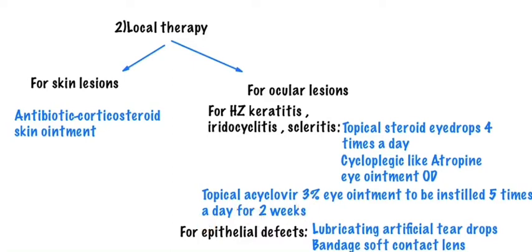And for epithelial defects, so this is all about the infections or the involvement of other layers of the cornea. So what about epithelial defects? In epithelial defects, you cannot use steroids. Steroids are contraindicated in epithelial defects. So for the epithelium, which is the first, outermost layer of the cornea, you have to use lubricating artificial tear drops and bandage soft contact lens. You have to remember the words bandage soft contact lens, as it is very important in ophthalmology.